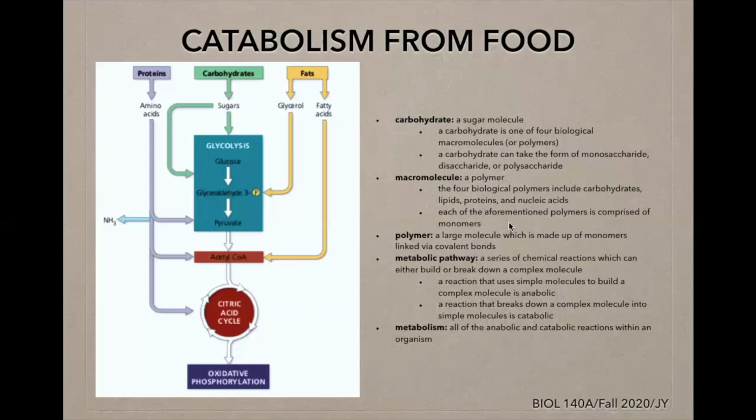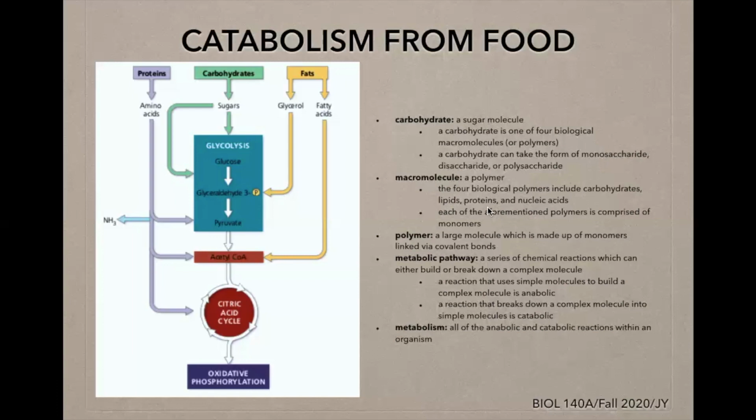So for instance, the monomers within a protein are termed amino acids. The monomers within nucleic acids are termed nucleotides. And the monomers of a lipid, there's actually 2 monomers within lipids. Those are glycerol and fatty acids. And then again, the monomer of a carb is a monosaccharide. So these are examples of biological macromolecules, also known as polymers, and then their respective monomers.